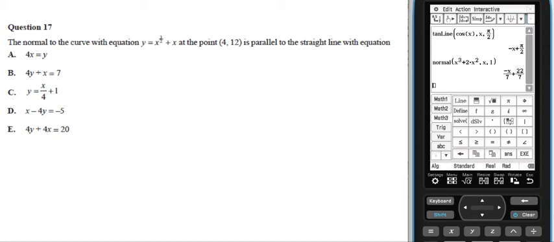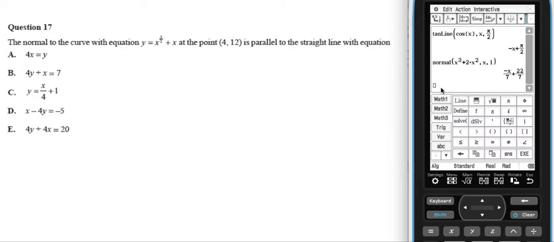Let's have a look at an exam question here where it's a little bit trickier, but we can still use these functions to help us out. The question says the normal to the curve with equation y equals x to the power of 3 on 2 plus x at the point 4, 12 is parallel to the straight line with equation... Okay, so we've got to pick the right equation. We've got to pick the equation that's parallel to the normal to this curve. So let's start by working out what the normal to the curve is.